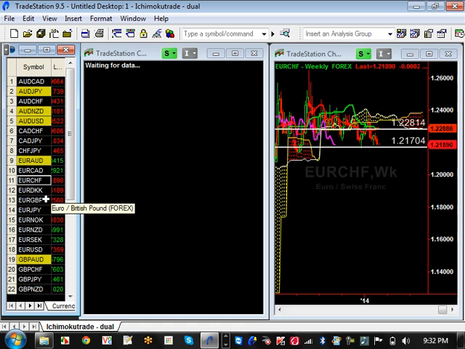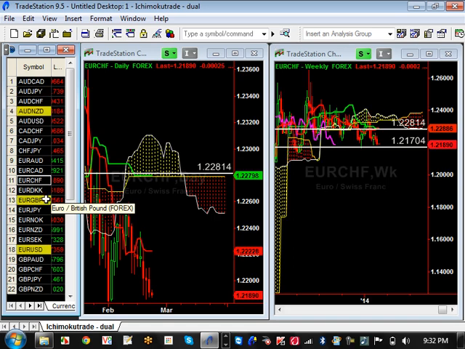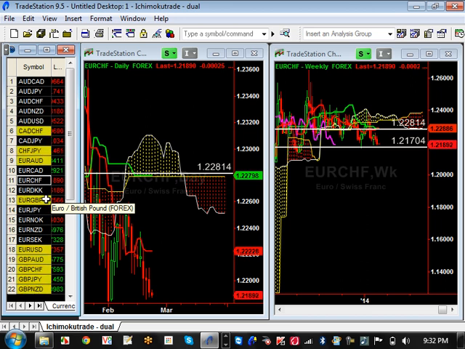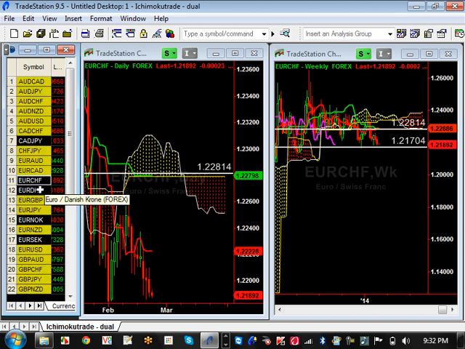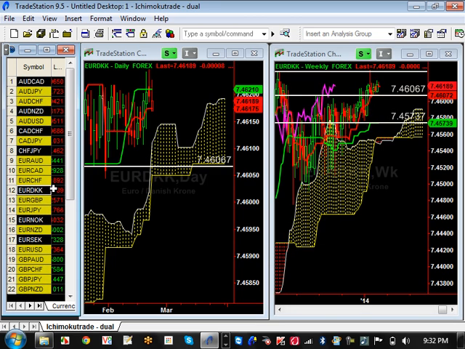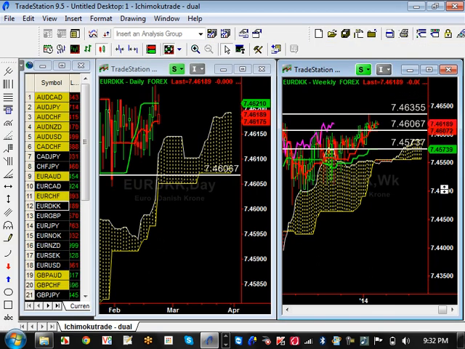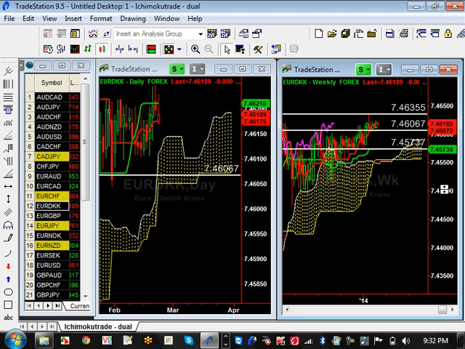Euro Swiss, that one's not doing anything exciting. It's basically a consolidation pattern between 21.70 and 22.81. Euro DKK, nothing exciting here. Consolidation pattern between 45.73 and 46.35. Support on this one, minor one's going to be 46.08.